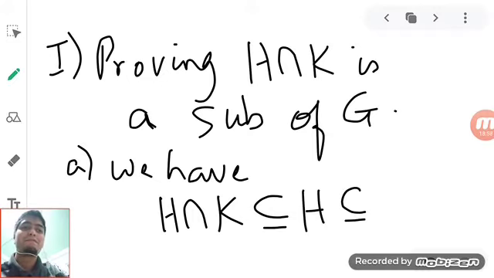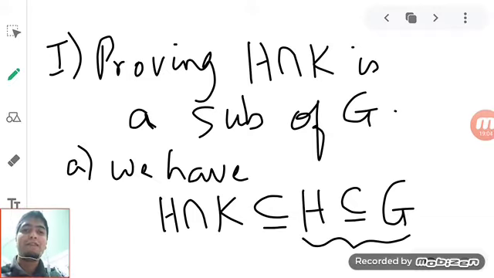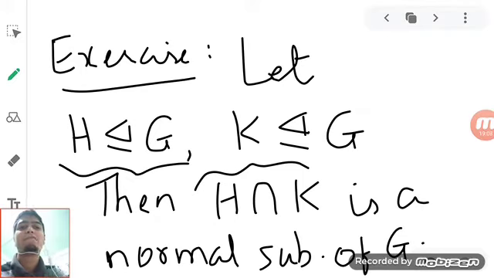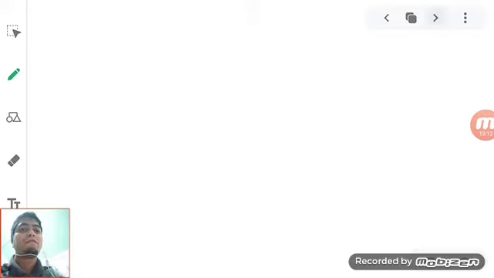It will also be a subset of G. The reason for this one: H is a subset of G because H is a subgroup. That is what is given. H is a subgroup of G, so first of all, it has to be a subset. That is why.